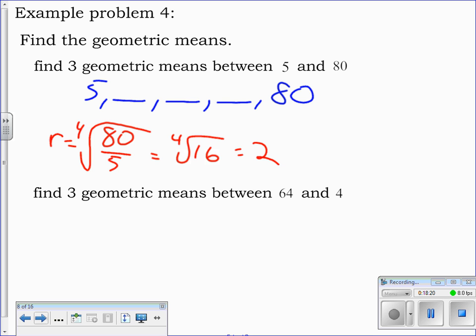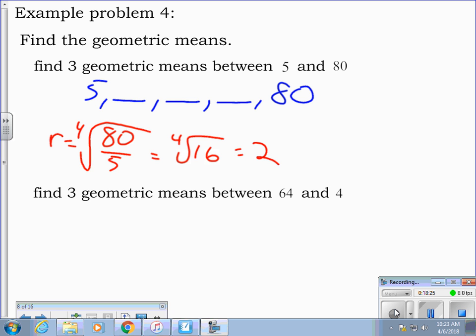How do you do root on here? So we figured out R is 2. So here's what I do. I do 2 times every number here. 2 times 5 is 10, times 2 is 20, times 2 is 40, and I always do it one more time. 40 times 2 is 80. I got it right. Do it one more time to check your answer.